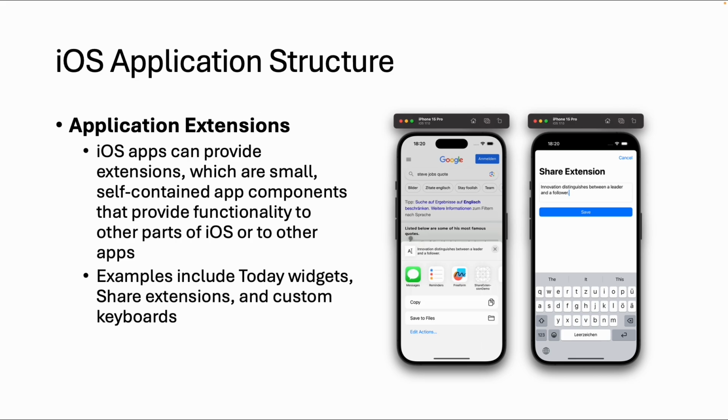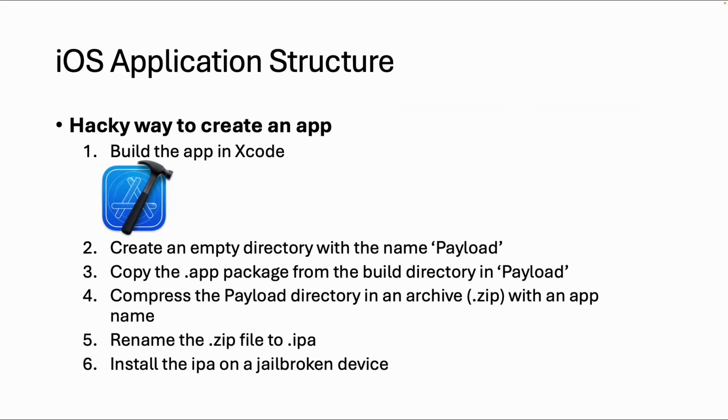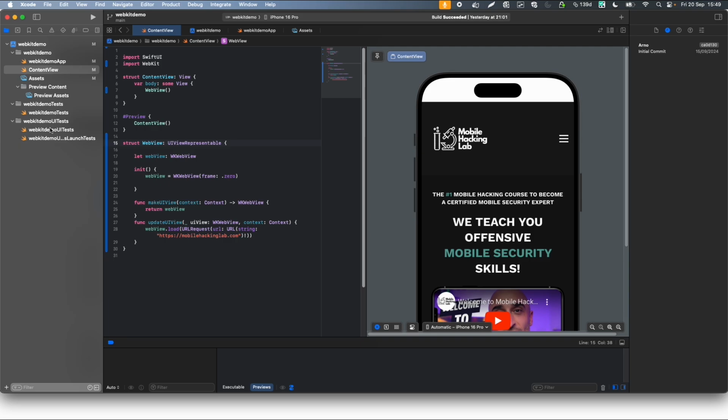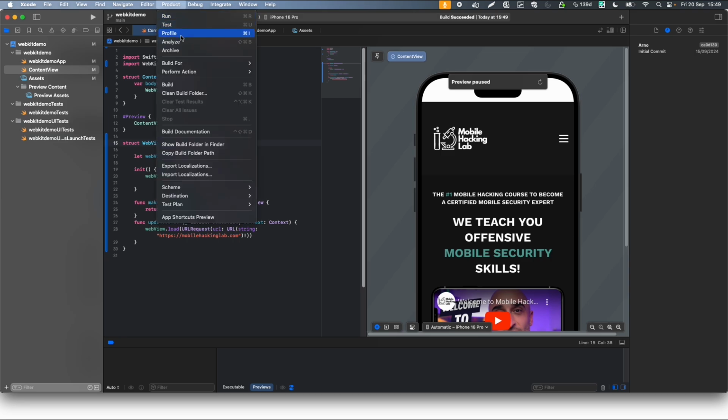And there is one additional thing I would like to show you. So we looked into how you can extract an IPA package file, but now also the other way around. As a developer, how can you create an IPA file in a little bit of a hacky way, you can say. So I created this WebKit demo app, and now I want to build it. So I can do product build, build succeeded. And then there is one other option, which is show build folder in Finder. Then we get this build folder.